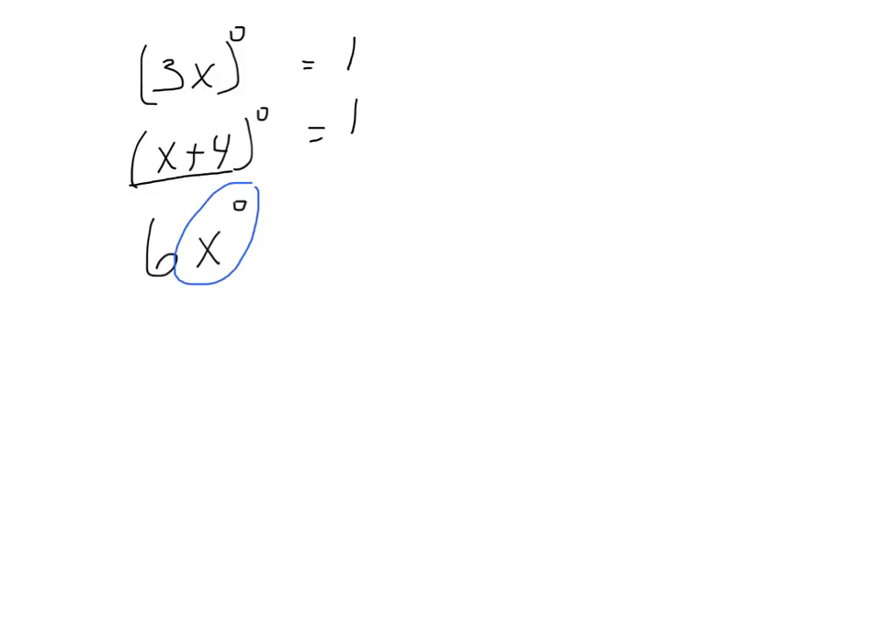However, on this third example, the base is just the x. Notice it's not in parentheses like this first example. And so this is technically 6 times 1, and your answer here will be 6. Just don't get pulled into some of the trickier questions. You need to watch the base. The base is always simply the number immediately to the left of the exponent. Okay.